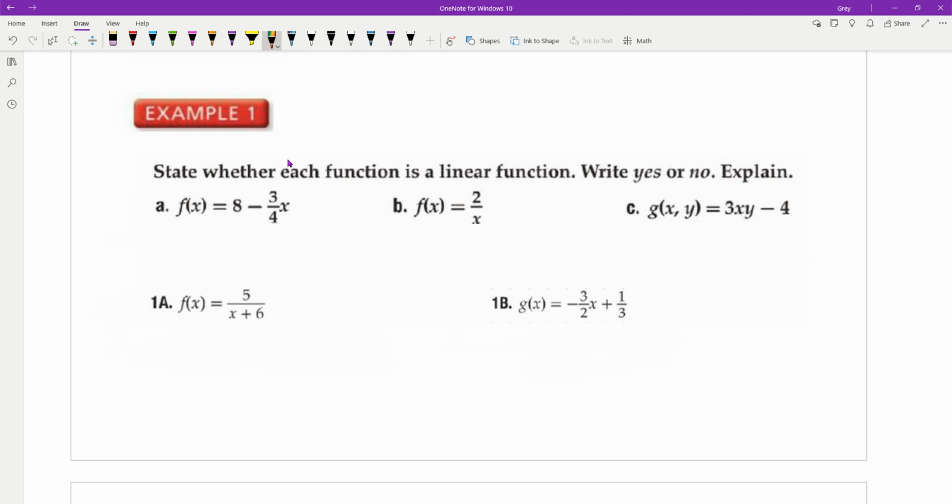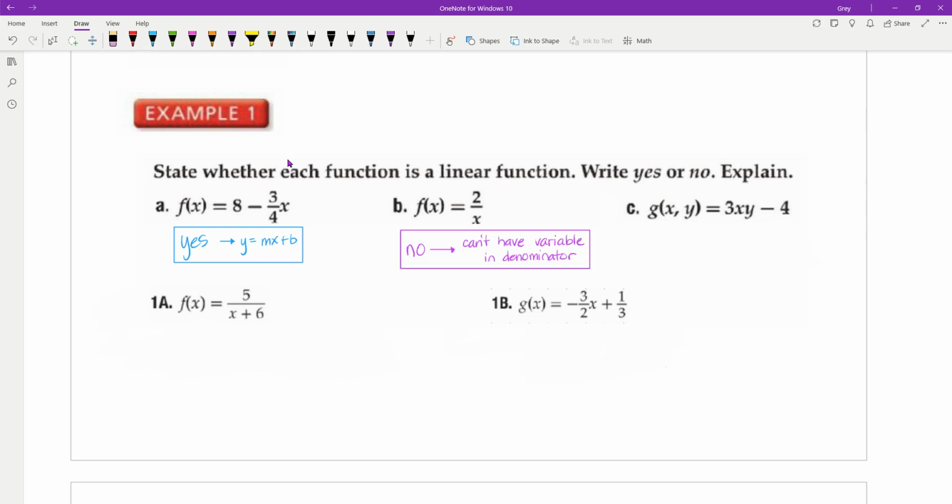So first, A, f of x equals 8 minus 3/4 x. Is it a function? Yes, it is, and you can just say it's got the form of y equals mx plus b. B, f of x equals 2 over x. Is that a linear function? No, it's not, because we got a variable in the denominator. Can't have that for it to be linear. C, g of xy equals 3xy minus 4. Is that a linear function? And the answer is no, it's not, because we can't multiply the variables.